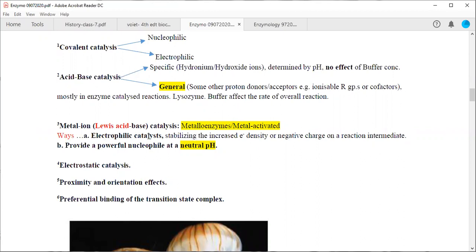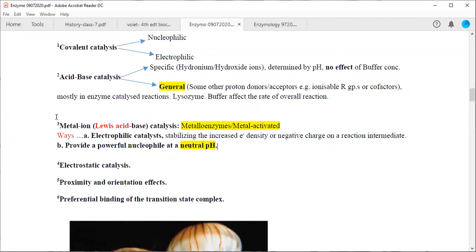So the electrophilic catalyst will stabilize the electron density, for example in the case of kinases, or provide a powerful nucleophile at a neutral pH. This powerful nucleophile at a neutral pH is what we discussed in the case of carbonic anhydrase. This powerful nucleophile is formed out of a water molecule, which binds in the form of OH negative to the zinc ion, and is transferred to the CO2 to make HCO3 negative.